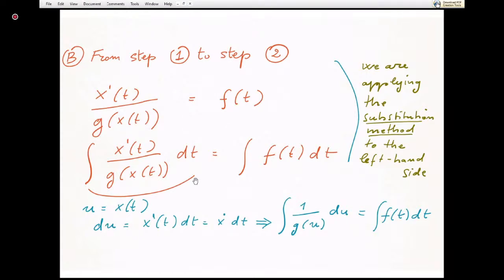Okay, we solve the two integrals. Here we get a function of t as the solution. Here we get a function of x, because we have 1 over g of x dx. Here we get a function of x. Here we get a function of t. And we solve for x. And we find, if we are lucky, the solution, x as a function of t.